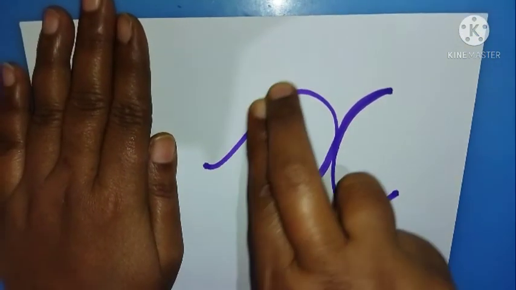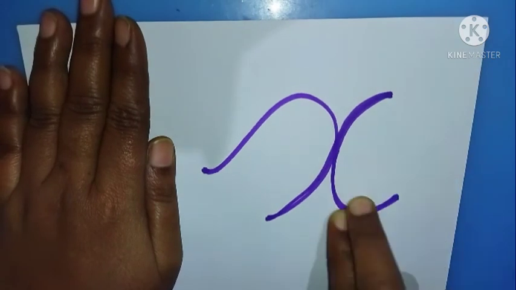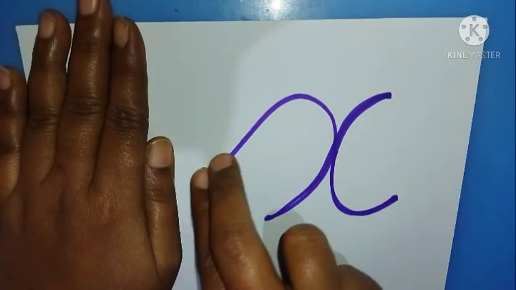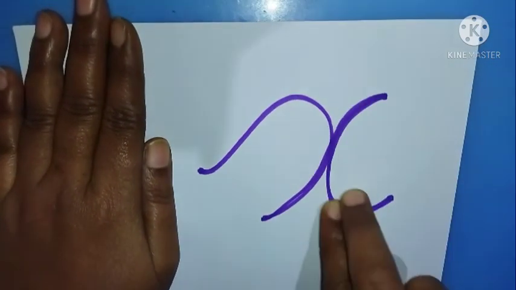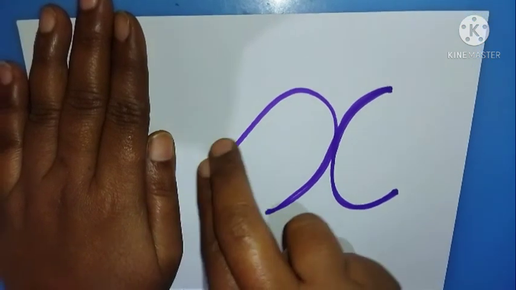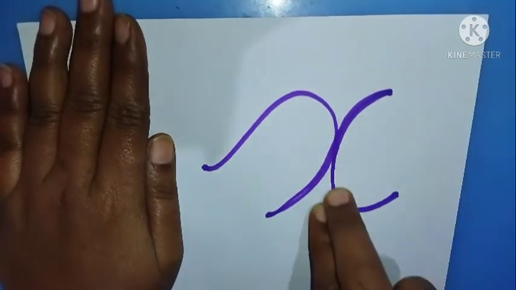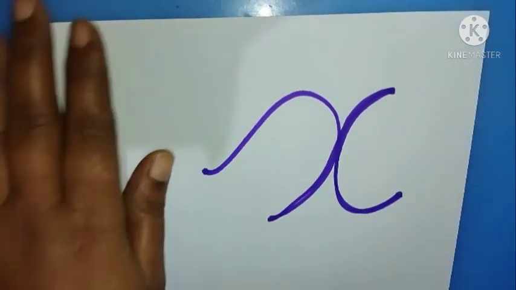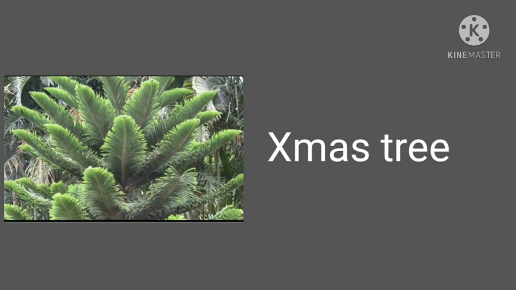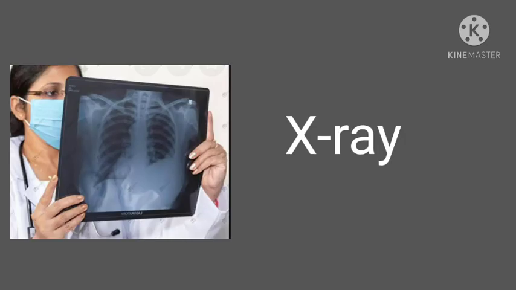Start tracing the letter as it should be done and utter the sound X. The sound for letter X is X, a combination of K and S. When the child is satisfied with the tracing work, start giving the words. Xmas tree. When I say Xmas, do you listen to the sound X? When I say X-ray, do you listen to the sound X?